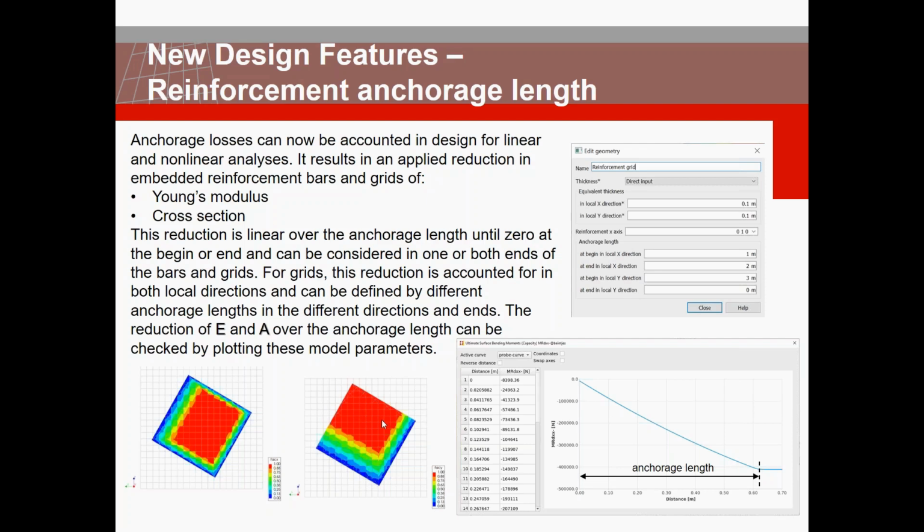This anchoring length can be accounted for in a design, linear, and in a nonlinear analysis. For example, this reduction of the Young's modulus and the cross-section has an effect on the calculated bending moment capacities in the design calculation. That's what you can see over here in this graph. Here you see that the capacity, as a function of your location in the anchoring length, is reducing at the end towards 0.